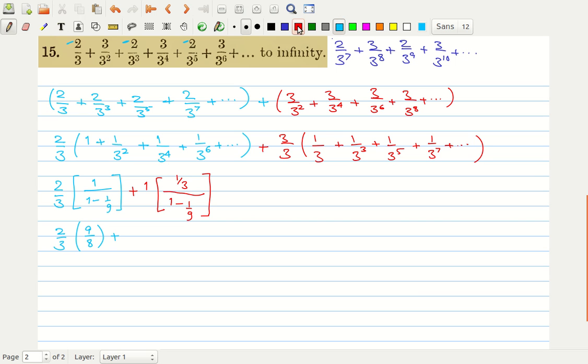plus 1/3 divided by 1 minus 1/9. This is also 9/8, and you can now see that this sum is actually going to be equal to, you can take 9/8 as a common factor, 1/3 plus 2/3, which is equal to 9/8. Hence our final answer is going to be 9/8.